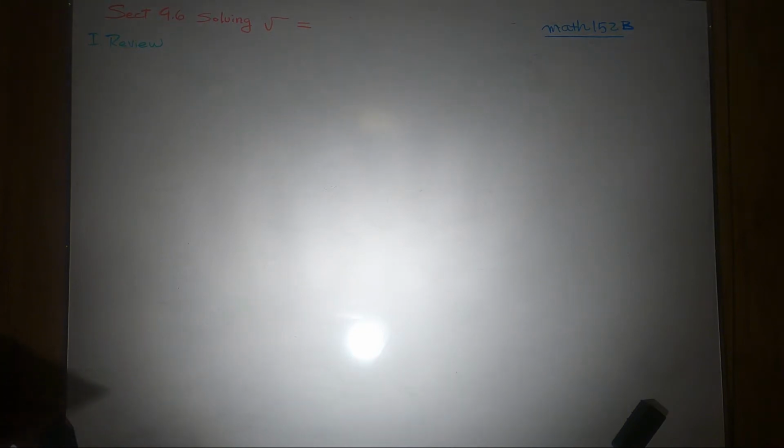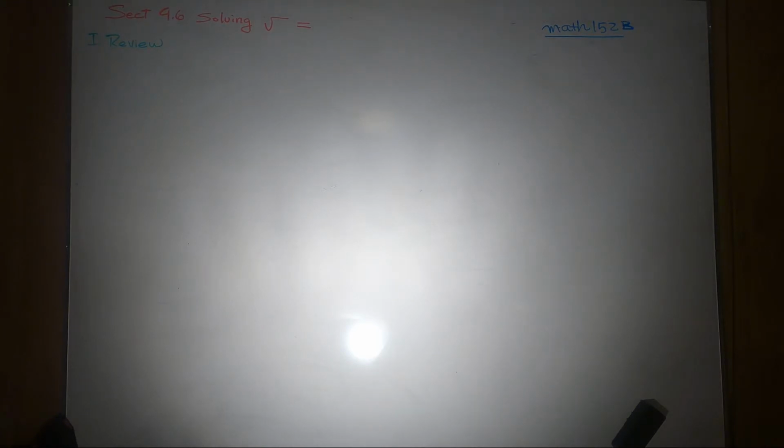Okay, we just did basic skills for crazy numbers, right? Simplifying, adding, subtracting, multiplying, and dividing. Now we are going to solve equations. So we are on section 9.6, page 45, to solve radical equations.